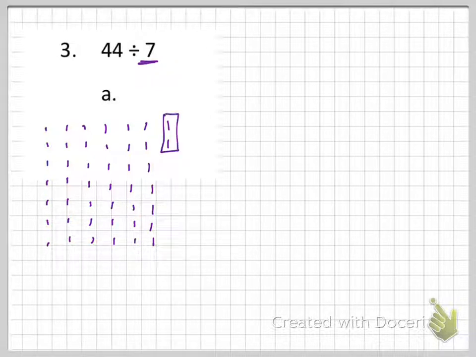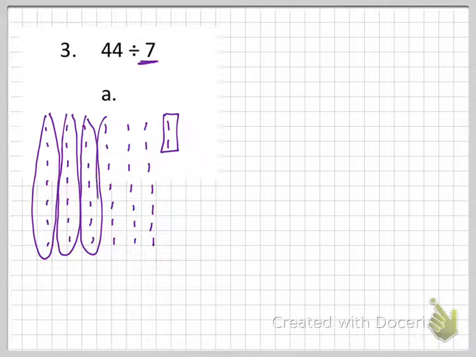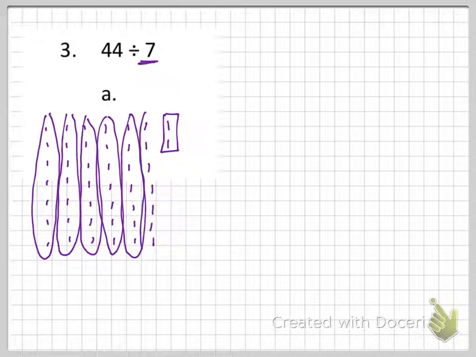This is our remainder of 2, but how many groups do we have? We have 1, 2, 3, 4, 5, 6. So we have 6 groups and 2 that do not fit in any group. So the answer to this problem is, the quotient is 6 with a remainder of 2.